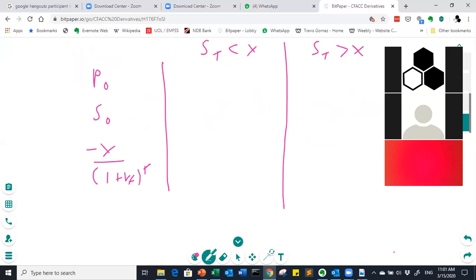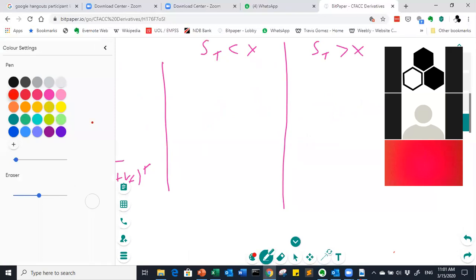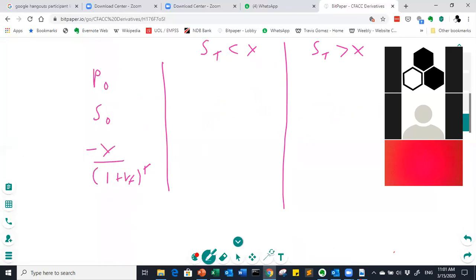If you're long on the put option and ST is less than X, it is advantageous for you to use the put option, and you will get X minus ST. The call option, when ST is less than X, would be out of the money, so you would not exercise it. So you get 0 in this situation. And then over here, what would you get? X is, sorry.